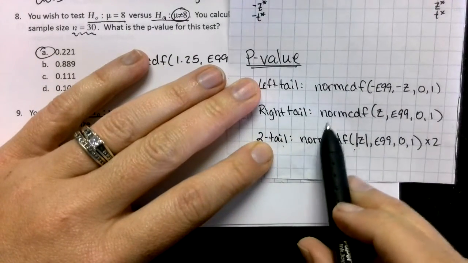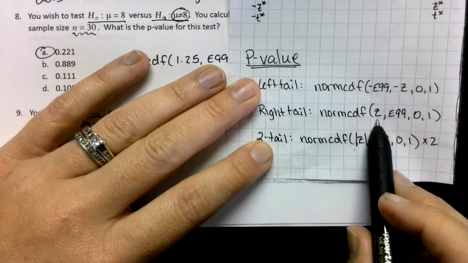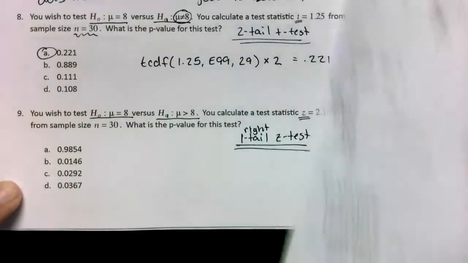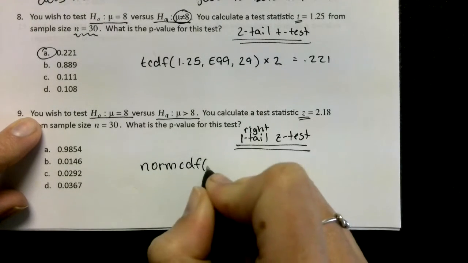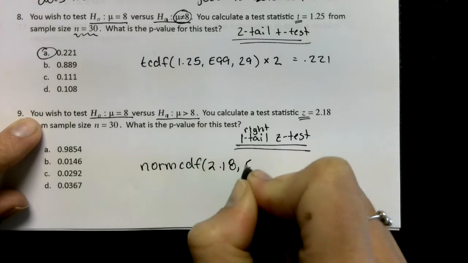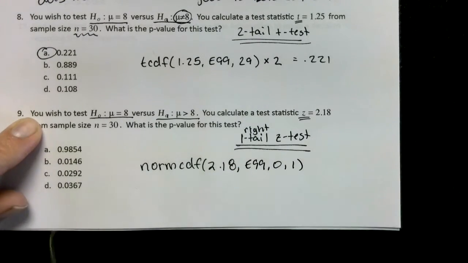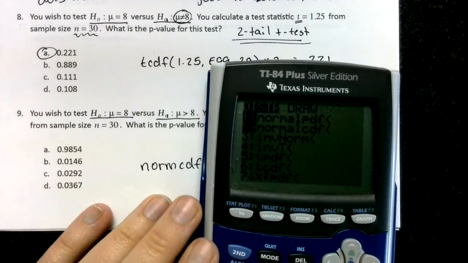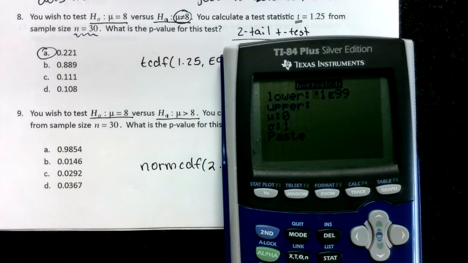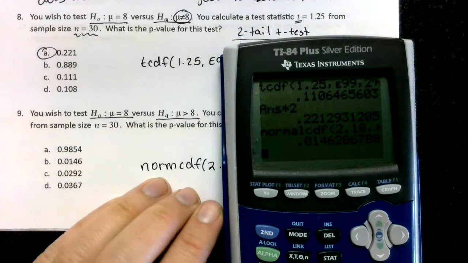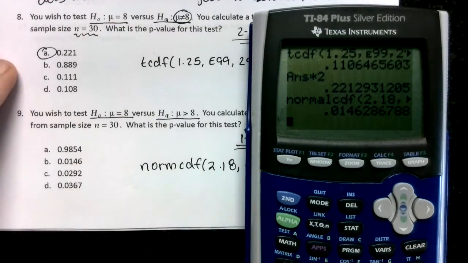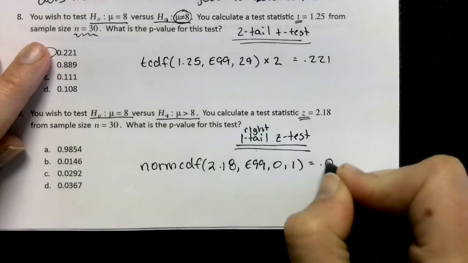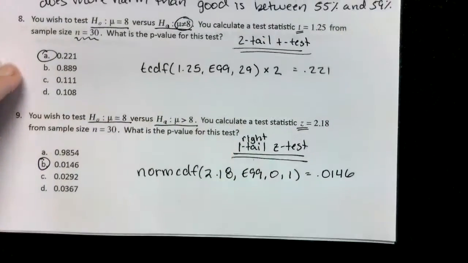So to do a right tail test, we're doing normal CDF, our test statistic to infinity, 0 and 1. So normal CDF 2.18 to infinity, 0 and 1. And we don't have to multiply by 2 here because it is only a one-tail test. So 0.0146. So that's going to be option B.